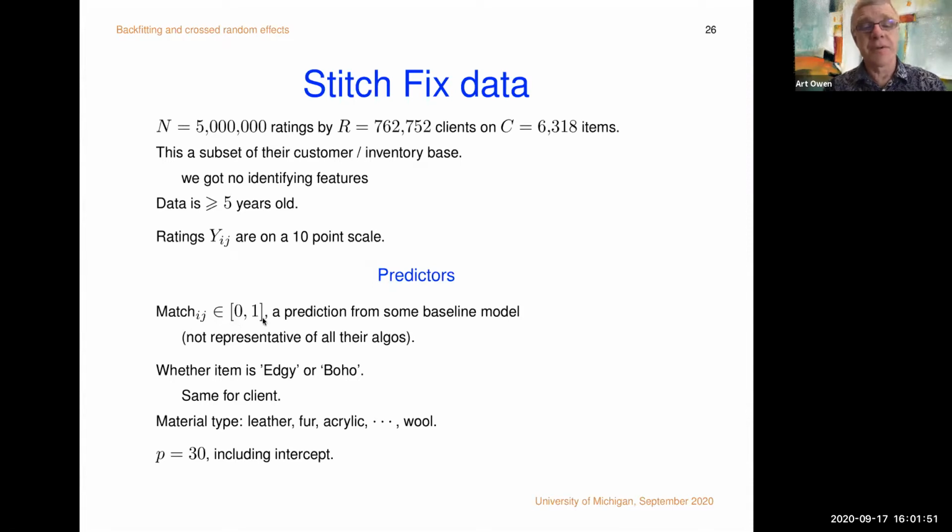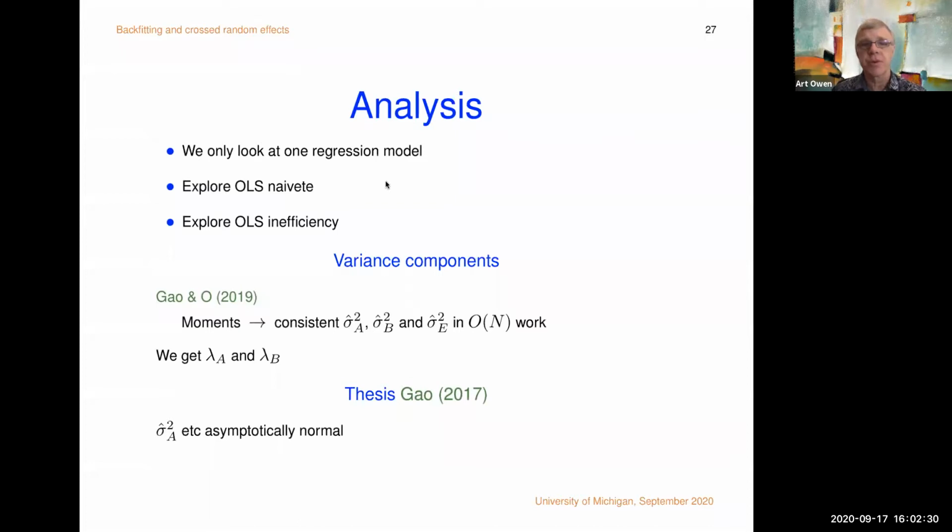One of them was a match variable. Some other algorithm gives you a match of how good item J is for person I from some baseline model. They also told us whether an item is edgy. Now, I'm not a fashionista. I'm not totally sure what makes something edgy. And then also the client could be edgy. And then there's another thing, boho. The item might be boho, or the client might be boho. And then there are material types. Is it polyester, leather, fur, etc.? So those are the variables that we're using. We had 30 variables.